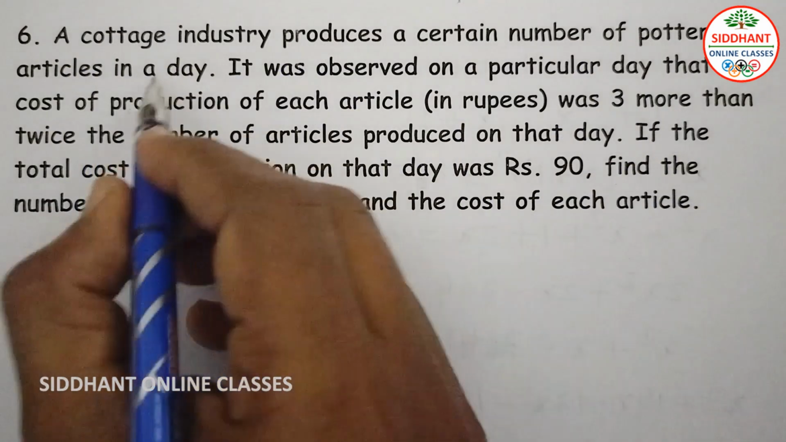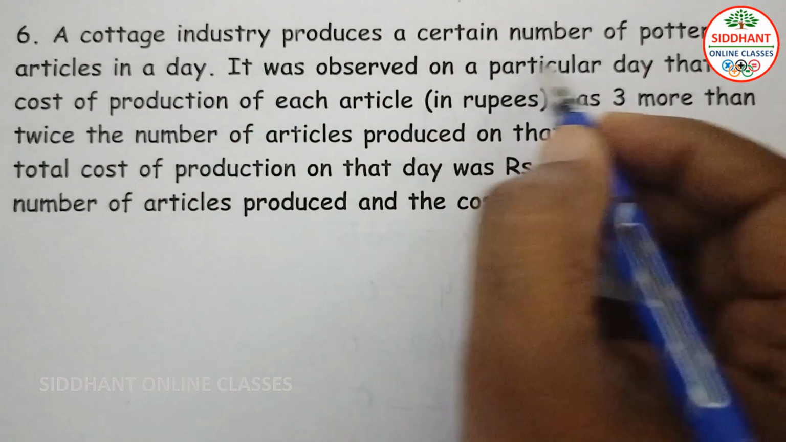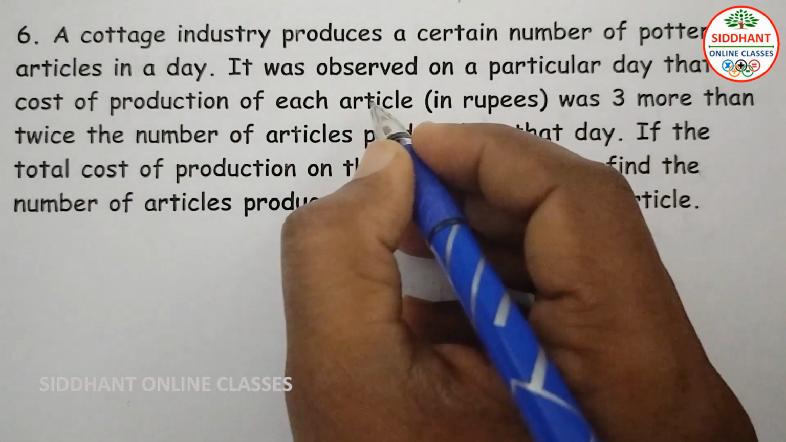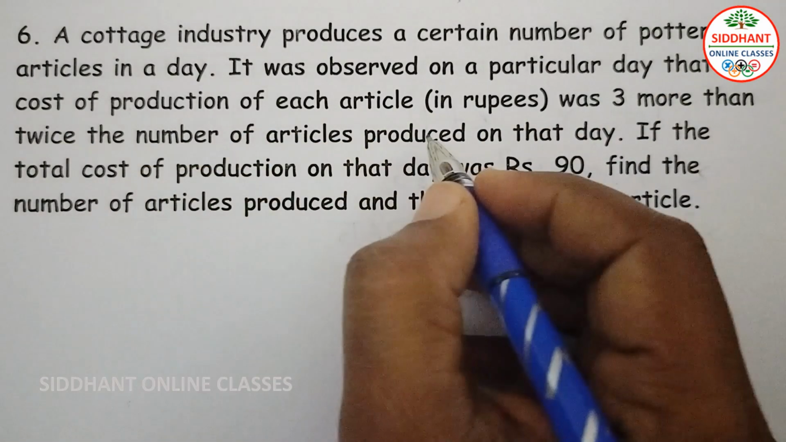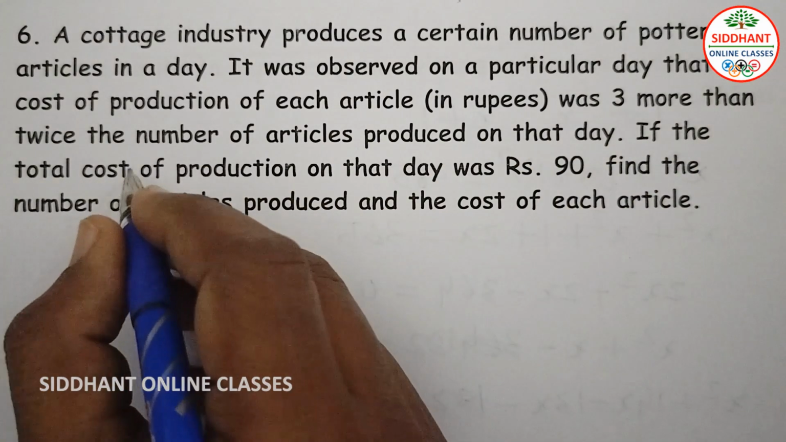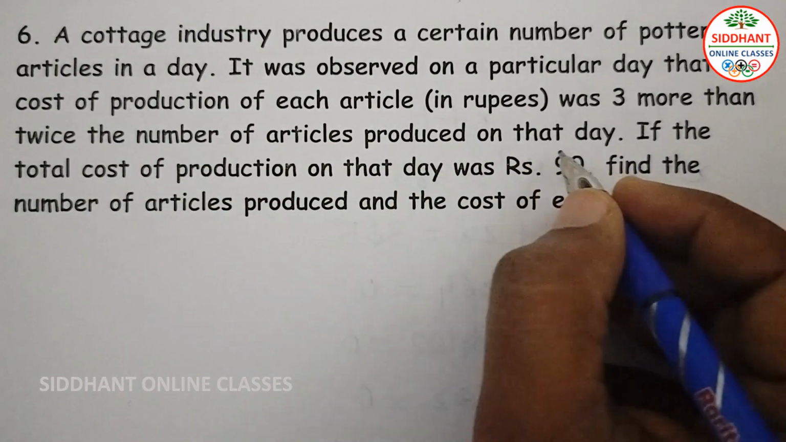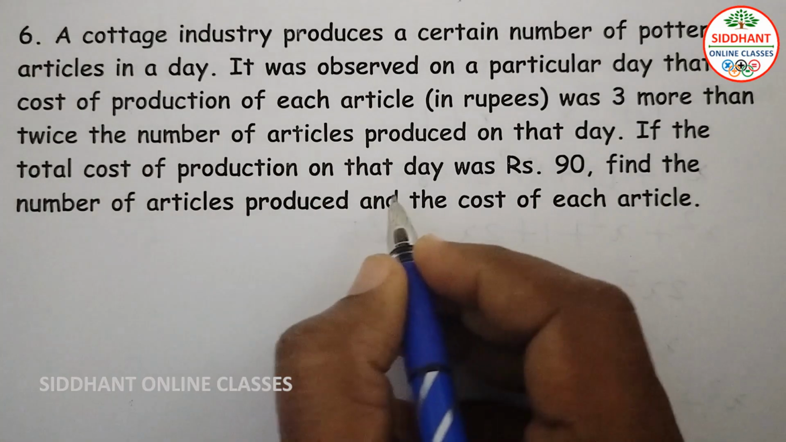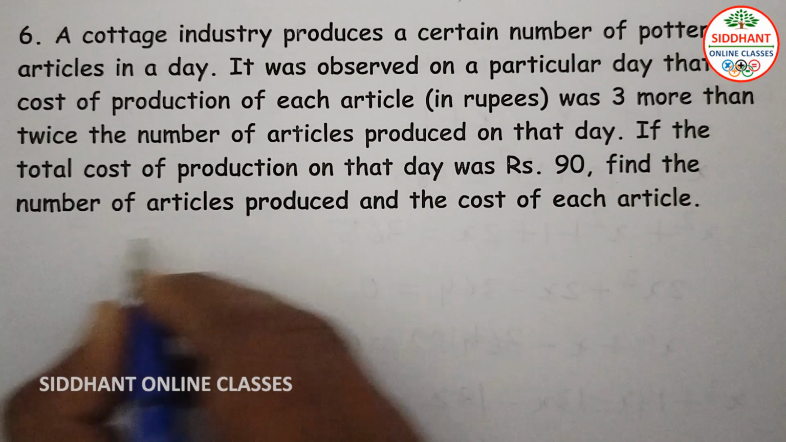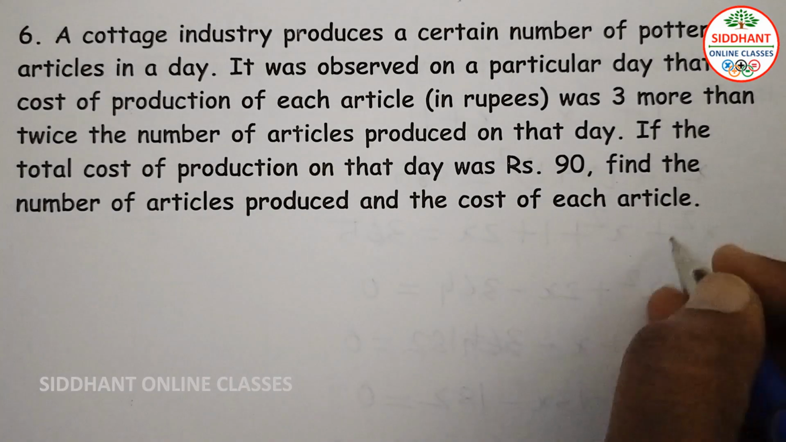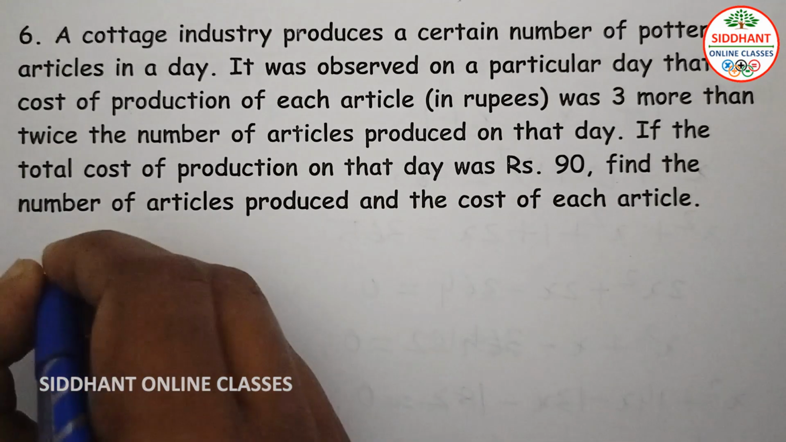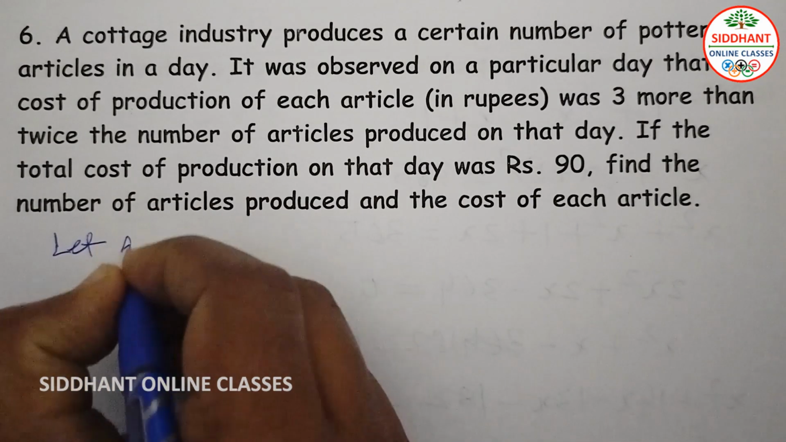Question number 6. A cottage industry produces a certain number of articles in a day, and it was observed that the cost of the article is 3 more than twice the number of articles on that day. If the total cost of the production is 90 rupees, then you are going to find out the number of articles produced.